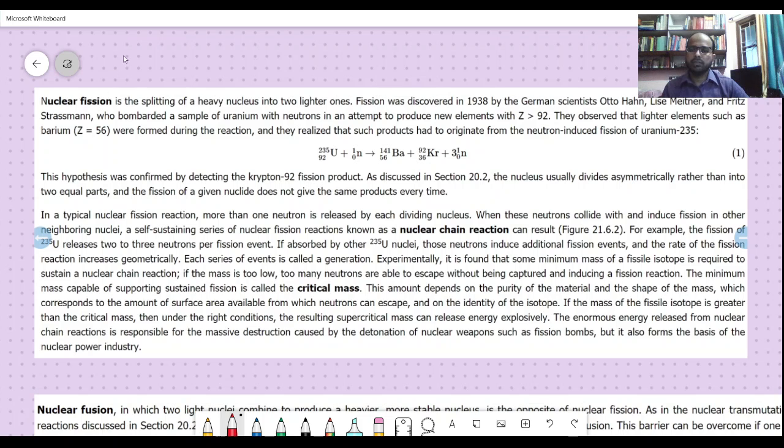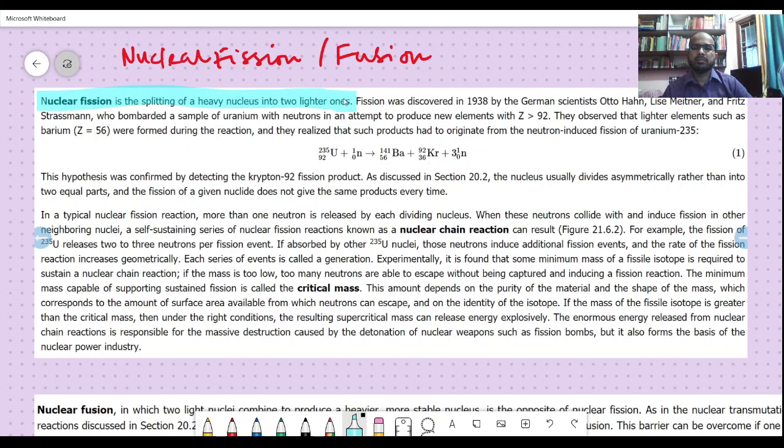We have two processes. One is called nuclear fission, and another one is nuclear fusion. This is not a very new topic to you. You might have studied it in your earlier secondary courses, but we will be dealing with some important equations here and have an idea how these might have helped form the elements. Here I will underline that nuclear fission is the splitting of a heavy nucleus into two lighter ones. Right? Fission, heavy into light. This is the basic definition.